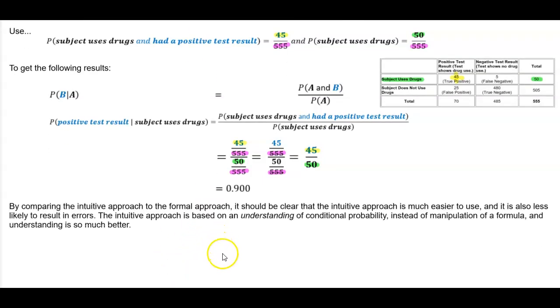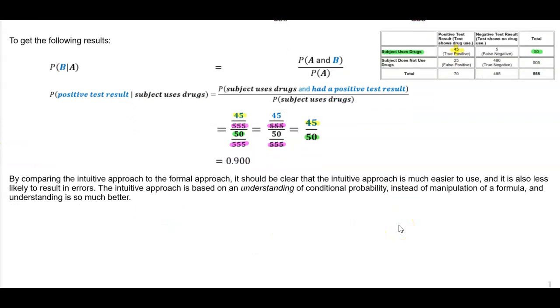By comparing the intuitive approach to the formal approach, it should be clear that the intuitive approach is much easier to use, and it is also less likely to result in errors. The intuitive approach is based on an understanding of conditional probability instead of manipulation of a formula, and understanding is so much better.